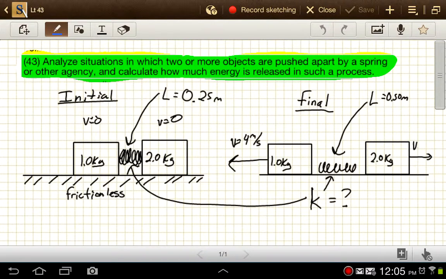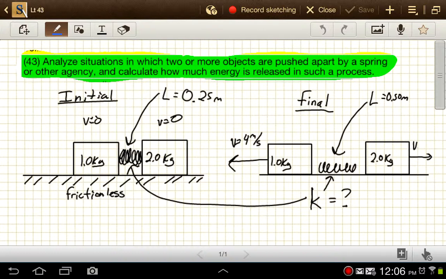And then in the final state, we have these two objects now moving apart from each other. We know how fast this one's moving, but not how fast this one is. And we can see that this spring has stretched out a little bit. It's just lying on the ground there, and now has a length of 0.50 meters. So we can tell that the resting length, or the unstretched, uncompressed length for that is 0.50 meters. When it was compressed, it had a length of 0.25 meters, so we can get the compression distance that way.